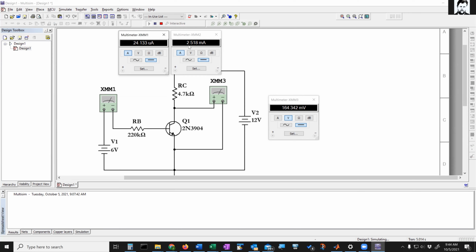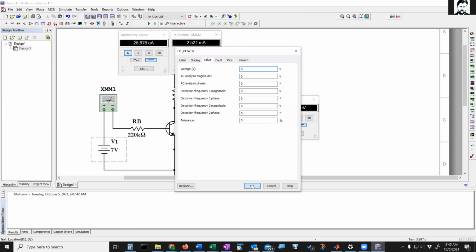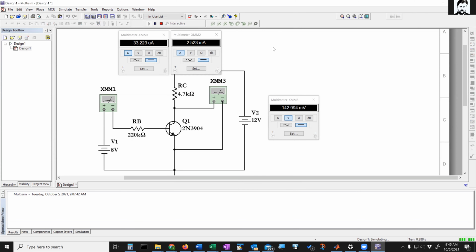So my base current increased, but my collector current didn't increase. This stayed roughly the same, even though this increased on the left. So let's try going to another voltage, even higher. Right, now we have 28 here instead of 20, and this is still 2.5. So yeah, it did go up a tiny, tiny bit, but it's not really changing much at all, right? So that's another way you can tell that you're in saturation, is that your collector current can no longer increase.